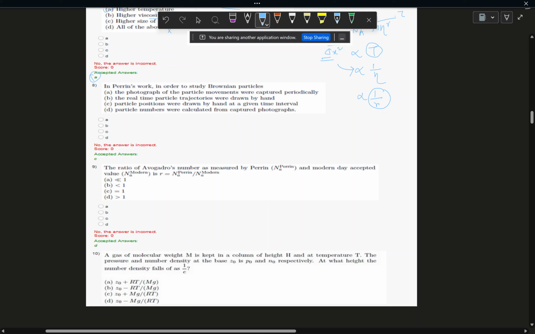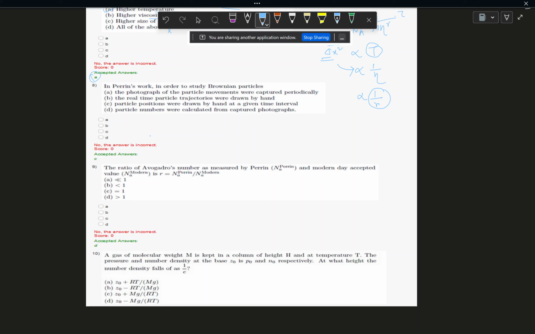Now question number 8. It is saying that in Perrin's work, which is basically the experimental proof, done for the first time in support of Einstein's theory of Brownian motion. So in Perrin's work, in order to study Brownian particles, there are 4 options given. This question is about how Perrin's experimental work was actually done.